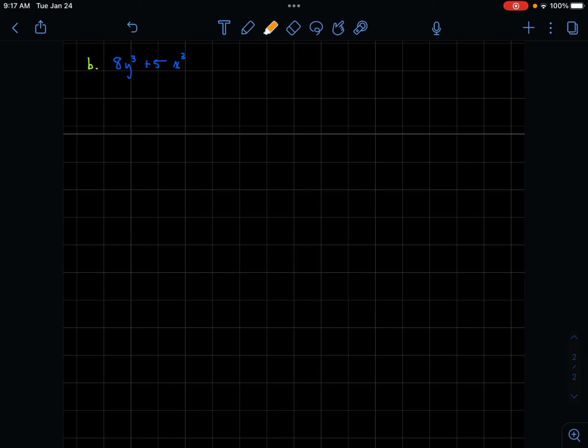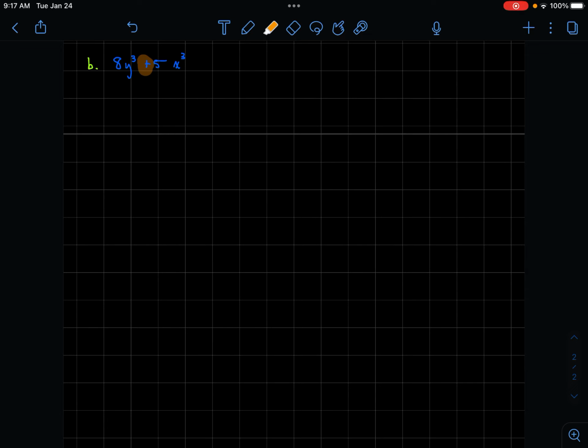Another example, 8y to the third plus 5x to the third. So I go through my steps. Do I have anything between the terms here that I could factor out and make it smaller? Well, 8's even, 5 is odd. Definitely can't factor anything out of those two numbers other than 1. The first term has a y, the second term has an x, so there are no variables in common. So we'll move on to the next step.